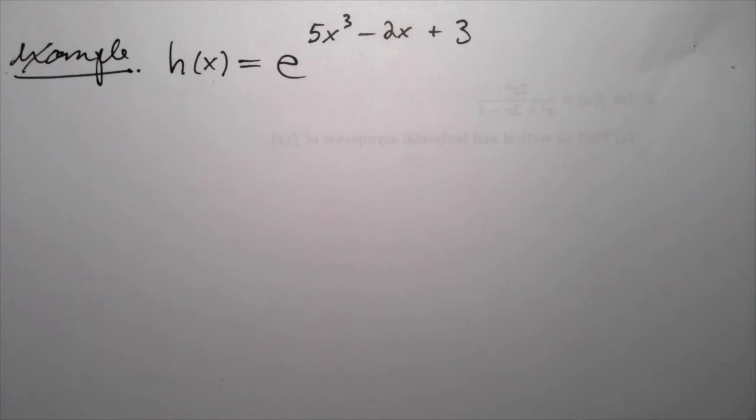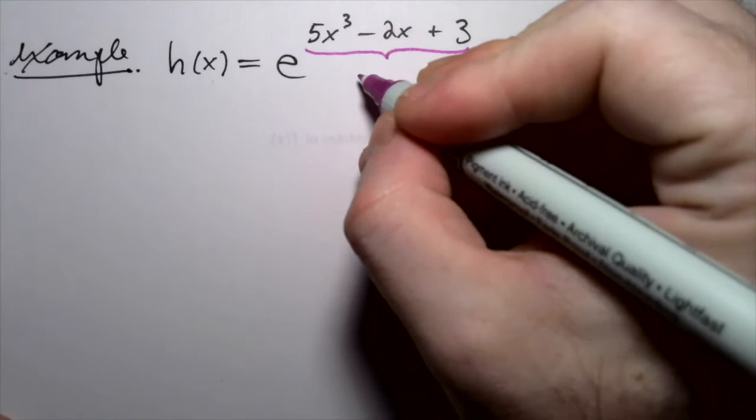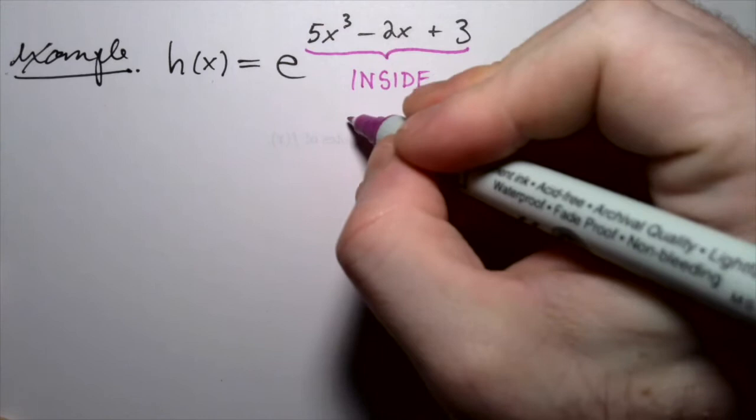Let's take the derivative of this function h of x using the chain rule. This function is e raised to the power 5x cubed minus 2x plus 3. Notice that that entire term there is inside of the exponent. That whole thing is what e is being raised to.